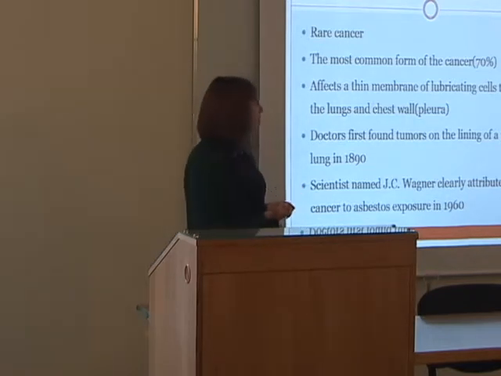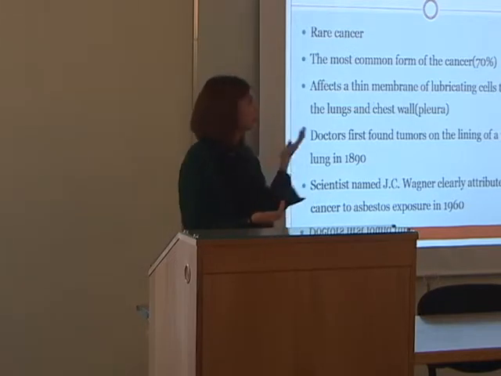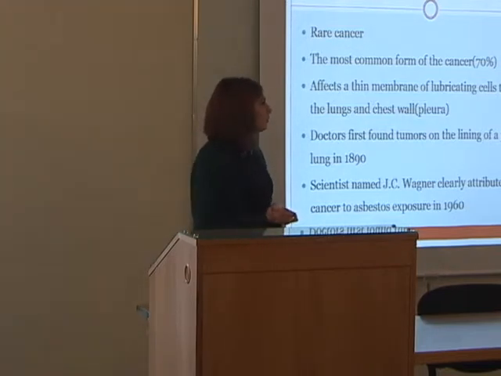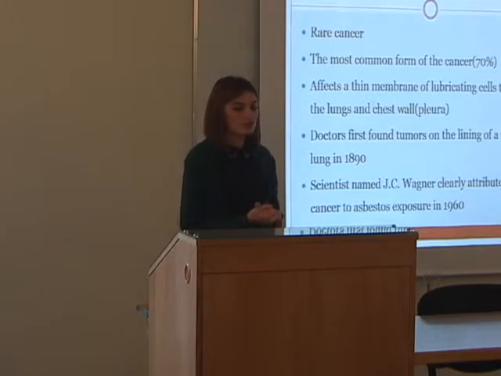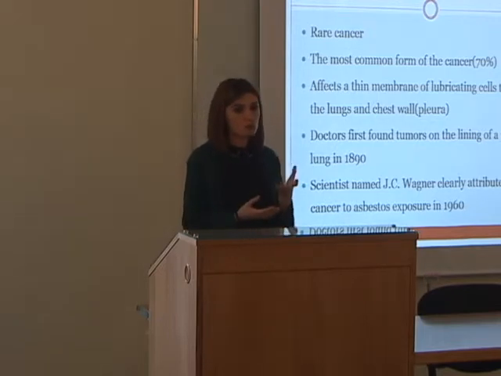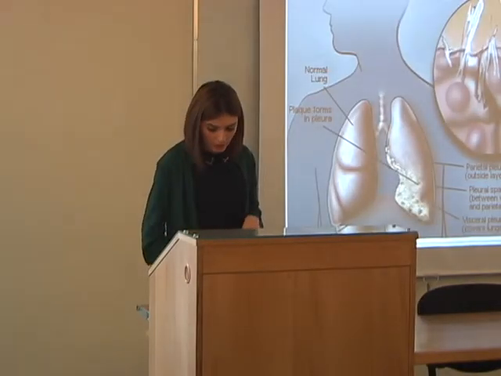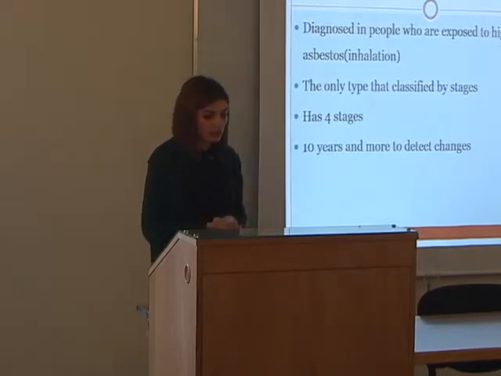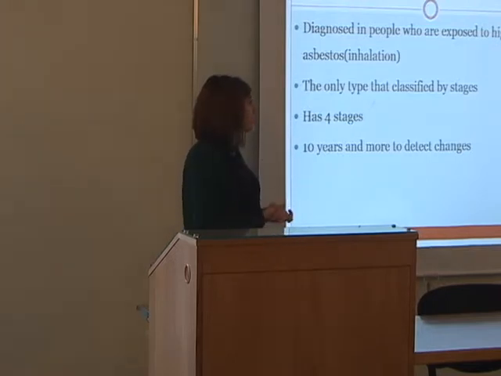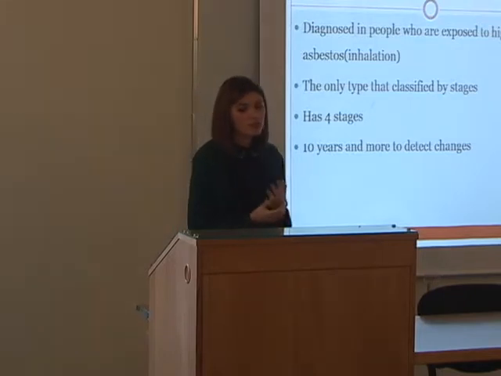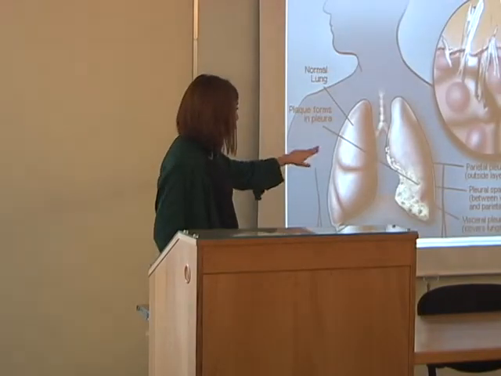There is little information about other causes for pleural mesothelioma. The main place is given to asbestos exposure. However, some studies report that particles which have the same structure as asbestos could also cause pleural mesothelioma. It is diagnosed in people who are exposed to high levels of asbestos by inhalation. It is the only type of mesothelioma that is classified by stages, so it has 4 stages. And 10 years or more are needed to detect these changes in the pleura.